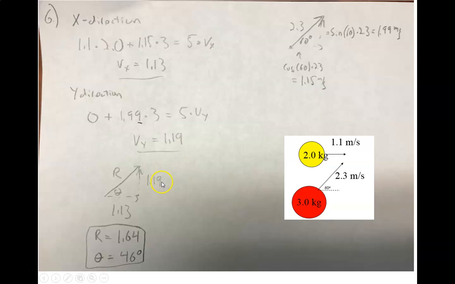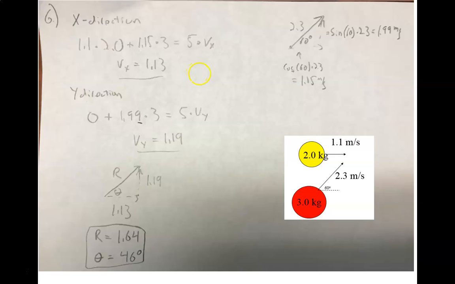Now just to figure out which way the thing is going as a whole, we make a new triangle. This is my x velocity, this is my y velocity. And the resultant r squared equals 1.13 squared plus 1.19 squared. Using Pythagorean's theorem gives us 1.64. And then using the tangent function, 1.19 divided by 1.13 gives us 46 degrees. And that's it.